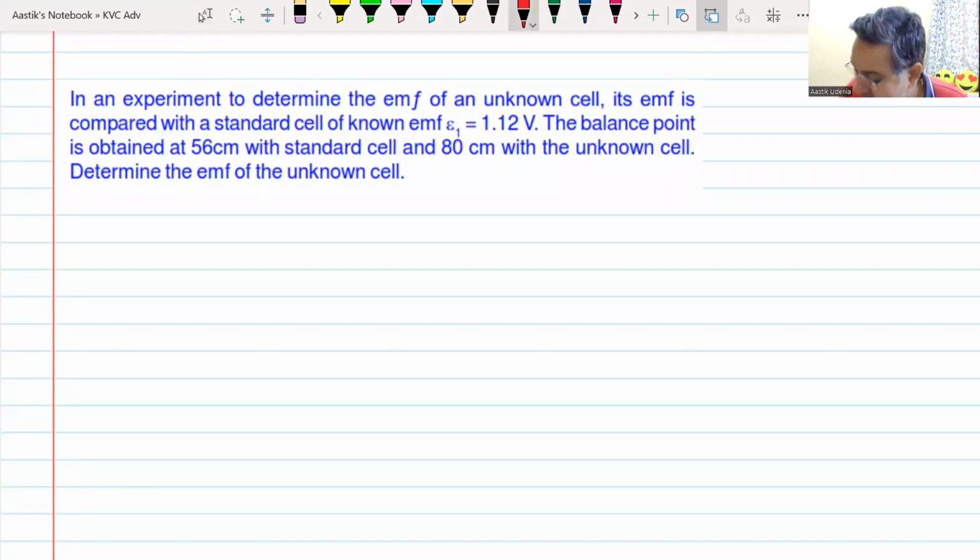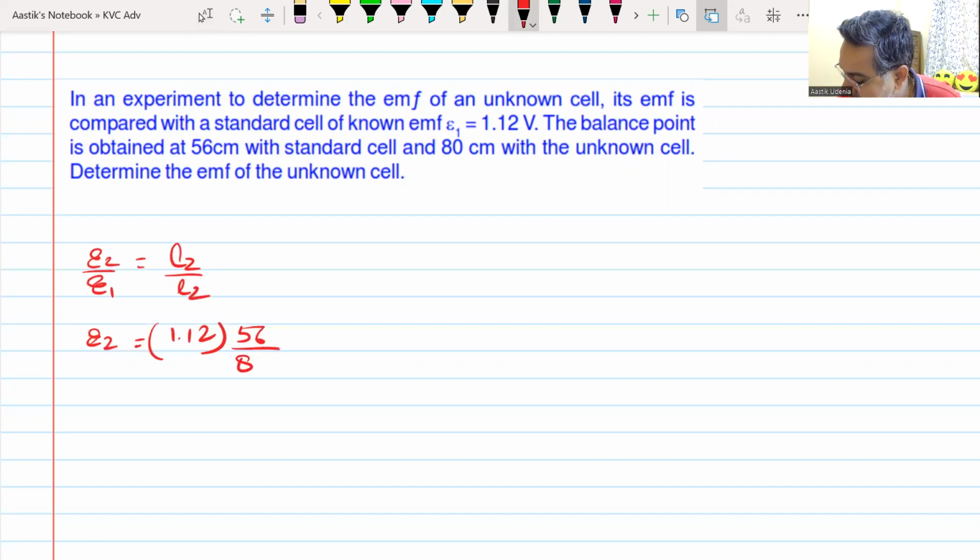So basically you just have to put the formula: E2 by E1 will be equal to the balancing length L2 by L1. So your E2 will be E1, which is 1.12, multiplied by 56 divided by 80. Or rather the other way around, multiplied by 80 divided by 56. Do we understand this? Yes, sir. Everyone understands this? Yes, sir. So the question can be given straightforward or it can be given in this fashion.